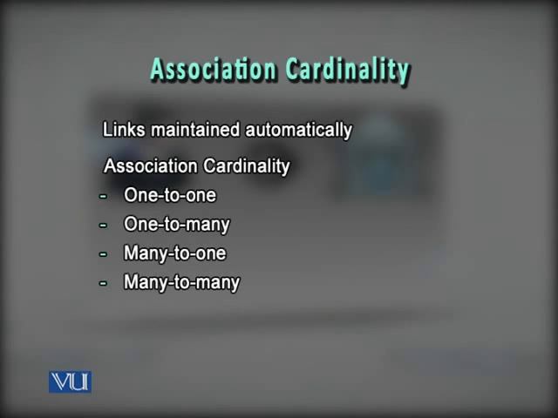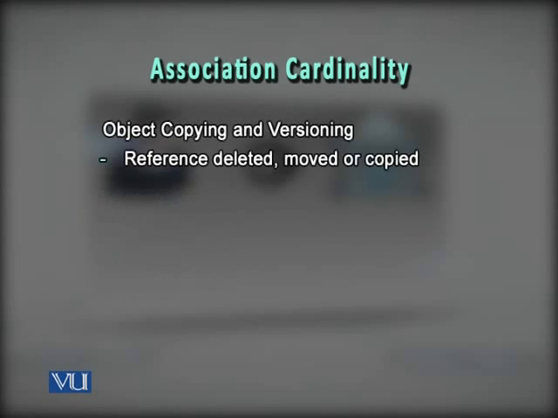Then when you are copying an object or versioning an object, you have to take care of the treatment of the references. What will happen with the association? Because there are different options. For example, when you are copying one object to another object, what should happen with the references? One option is that references should be deleted. Secondly, they should be moved. Thirdly, they should be copied.